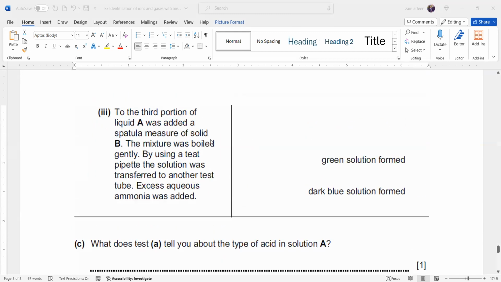So as you can see, this is B3. First, when it reacts, like acid reacts with B, so transition element is there, and this confirms it contains copper 2 ion.